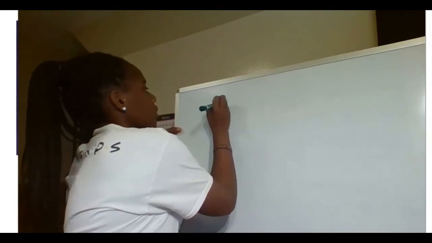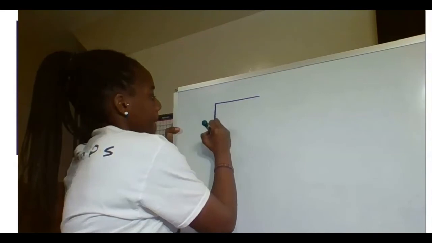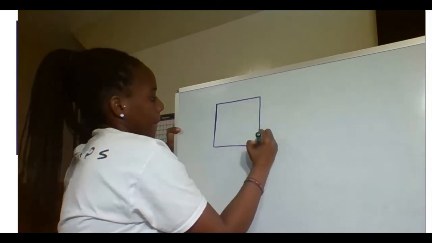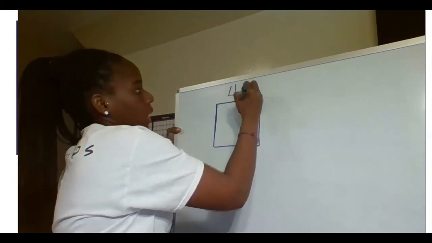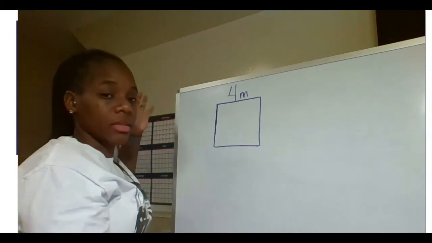All right, so I'm going to draw my square. They only gave me one, so I only need to put one. I can put all 4, but I don't have to because they're all the same.